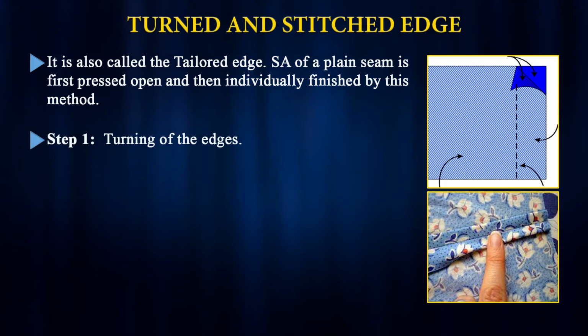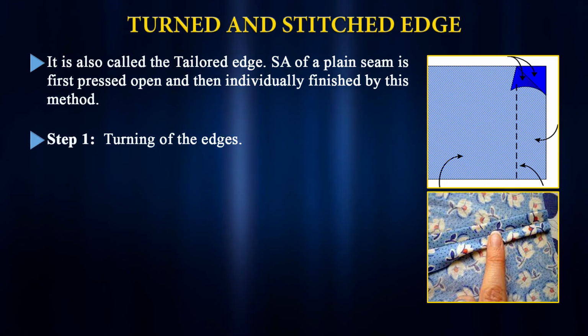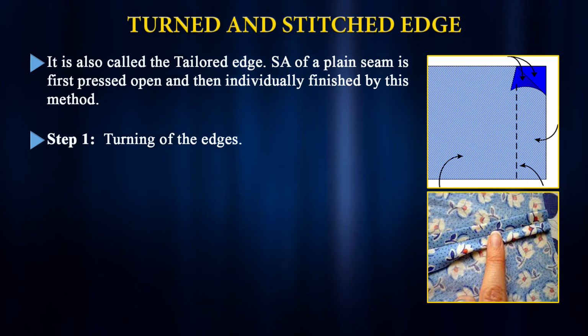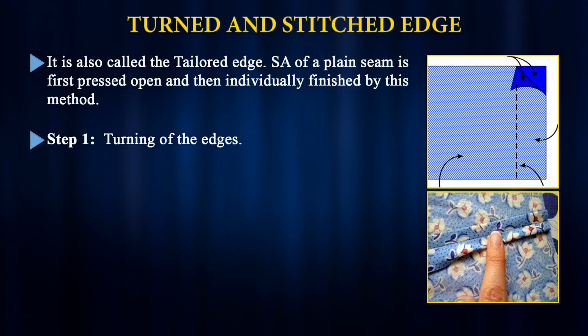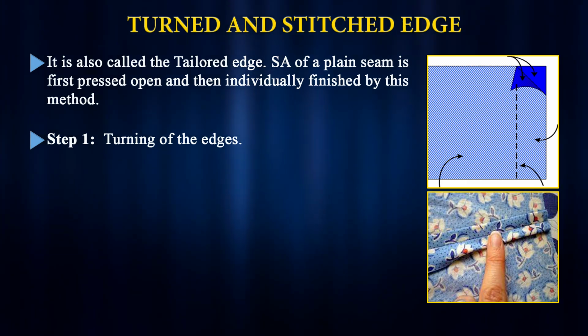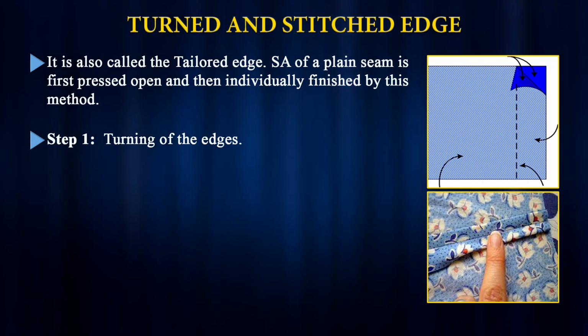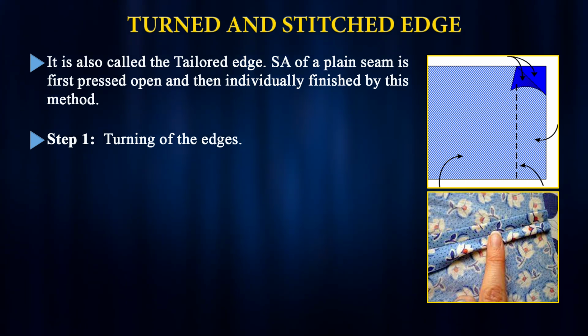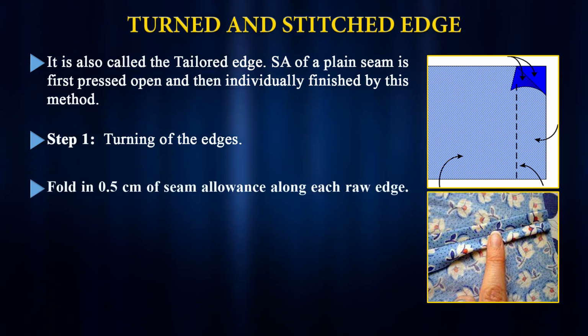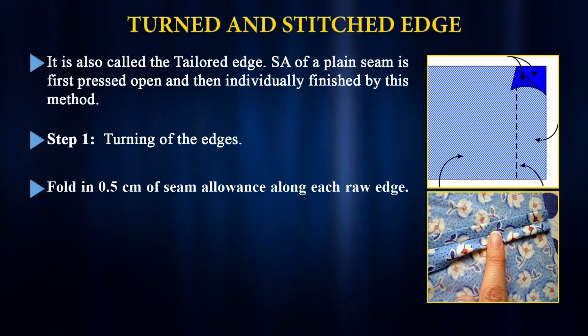In the first step, we have the fabric joined with a plain seam, then it is opened and then the edge is turned. If we have the edge, as you can see in the picture, we are talking about the seam allowance part, that is said as the edge. So the turning of the edge is done and we fold in 0.5 centimeter of seam allowance along each raw edge.